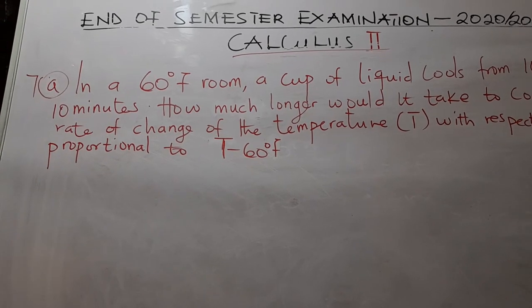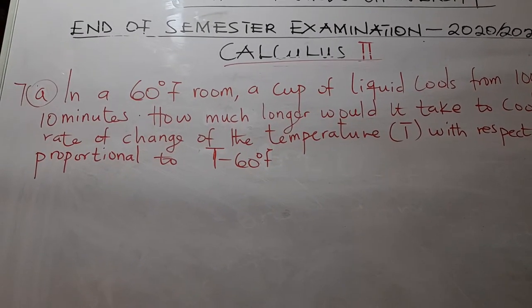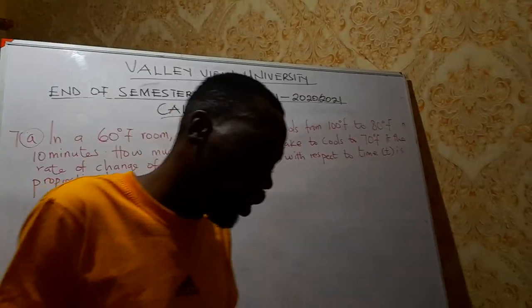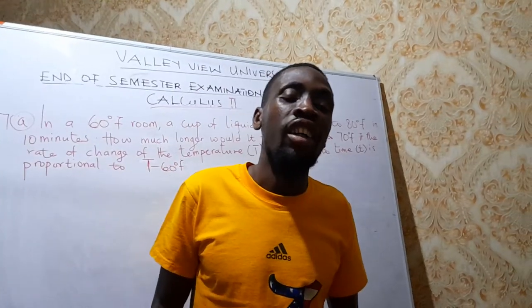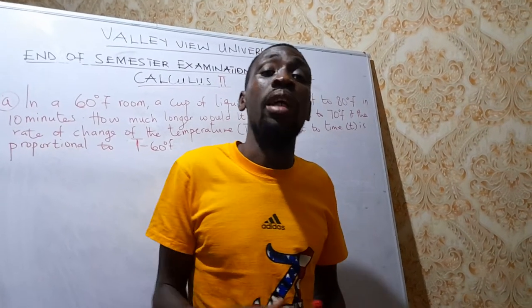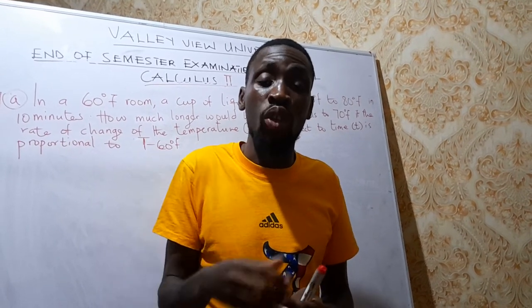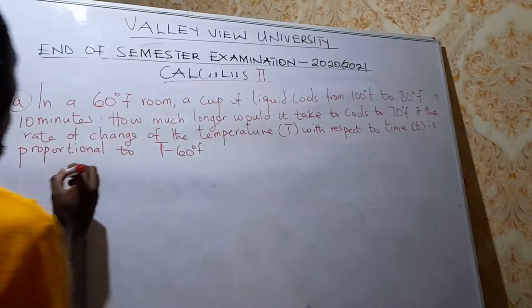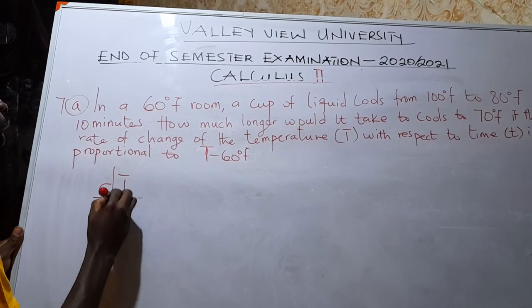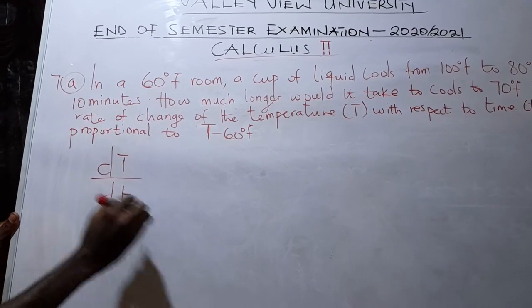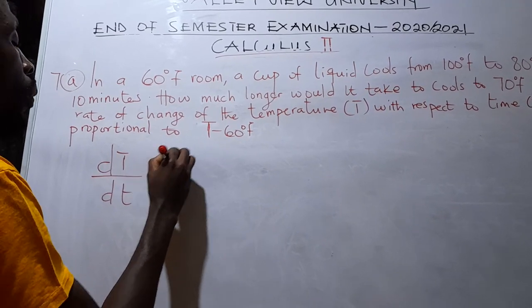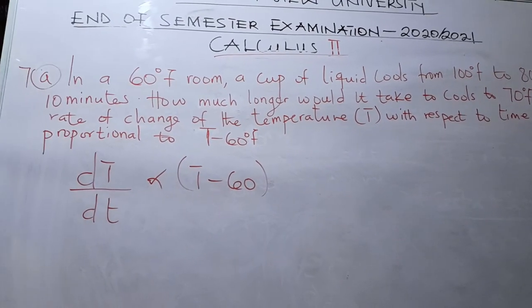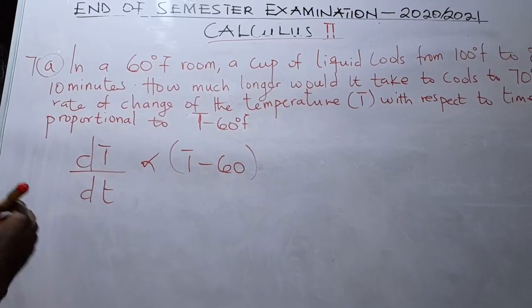So this question is on Newton's law of cooling. However, Newton's law of cooling is derived from differential equations. So the science is from mathematics. So we use differential equations to solve this because Newton's law of cooling comes from differential equations. So we say that the rate of change of temperature with respect to time, that's dT over dt, is proportional to T minus 60. Remember that. In the question, they say it's proportional to that.